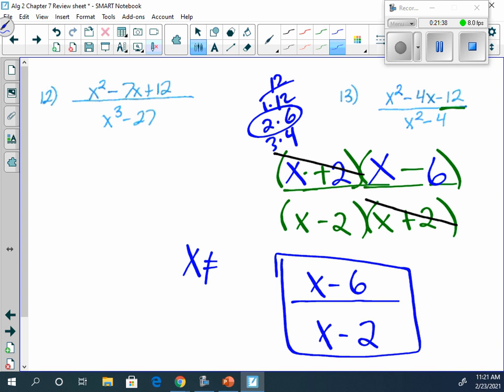Now again, I wrote x is not equal to, because we do have a restriction from the x plus 2 simplifying out on top and bottom out of the denominator. And that restriction would be negative 2, because negative 2 plus 2 would give us 0. Negative 2 is the value of x that would make that set of parentheses equal to 0.